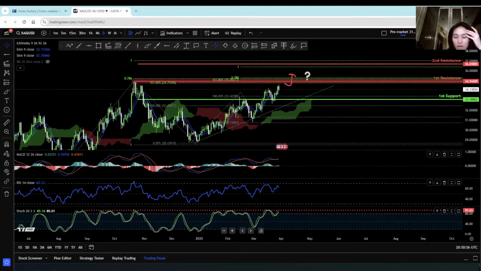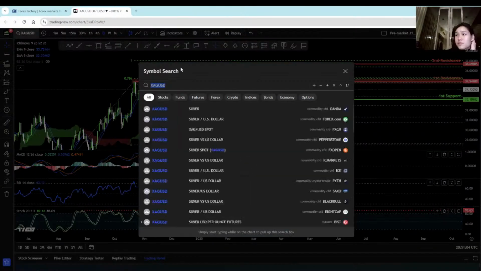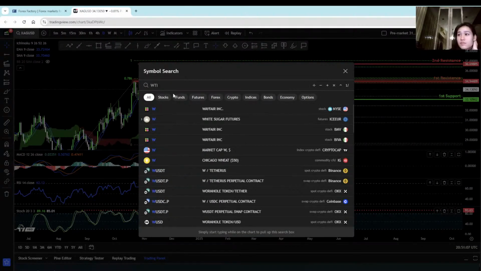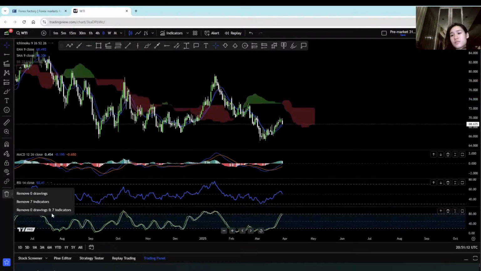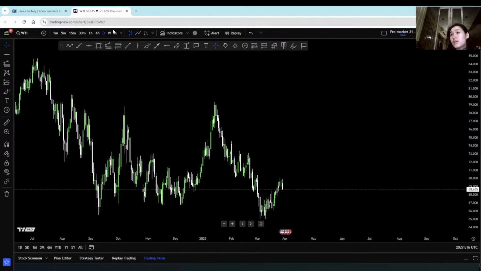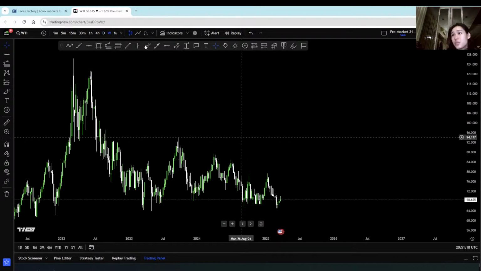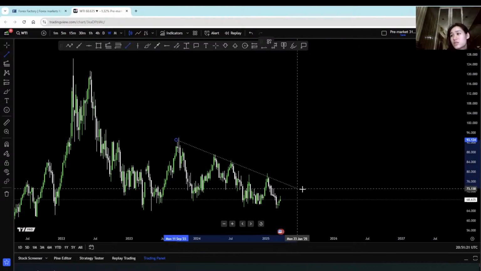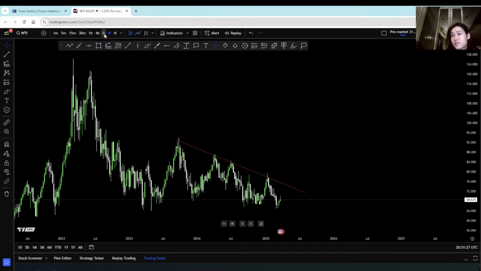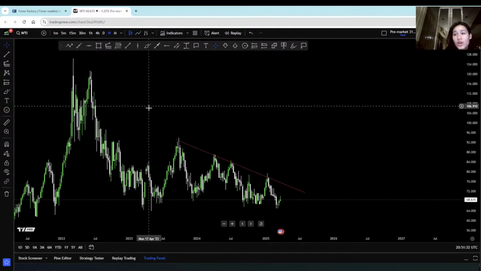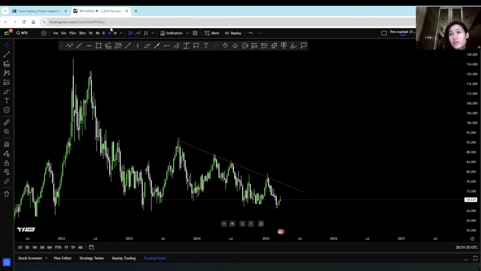I think we have time for one more, so I'm gonna go through WTI now. Okay. So on our weekly time frame, you can see prices moving downwards in this descending trend line. So for descending trend lines, we draw the line above. For ascending, like you saw earlier, we draw it below.